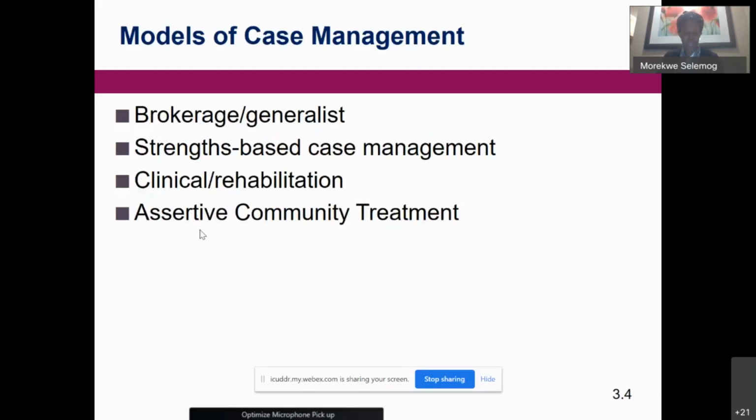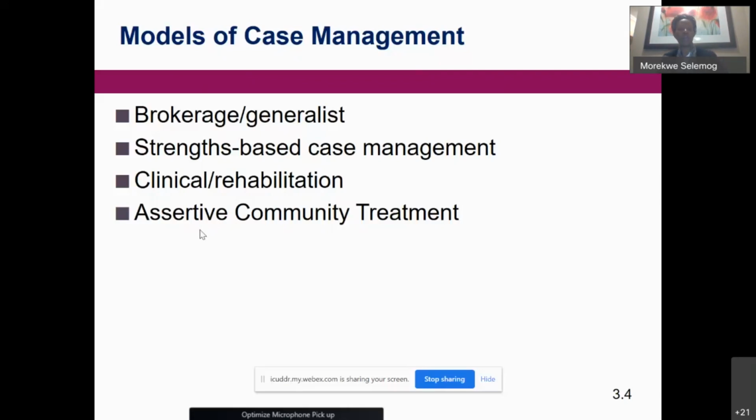So what are the models of case management that we'll be discussing? We are going to discuss the brokerage, sometimes referred to as the generalist model. We'll also discuss the strength-based case management model. There's the clinical and rehabilitation model of case management, and lastly, the assertive community treatment model.